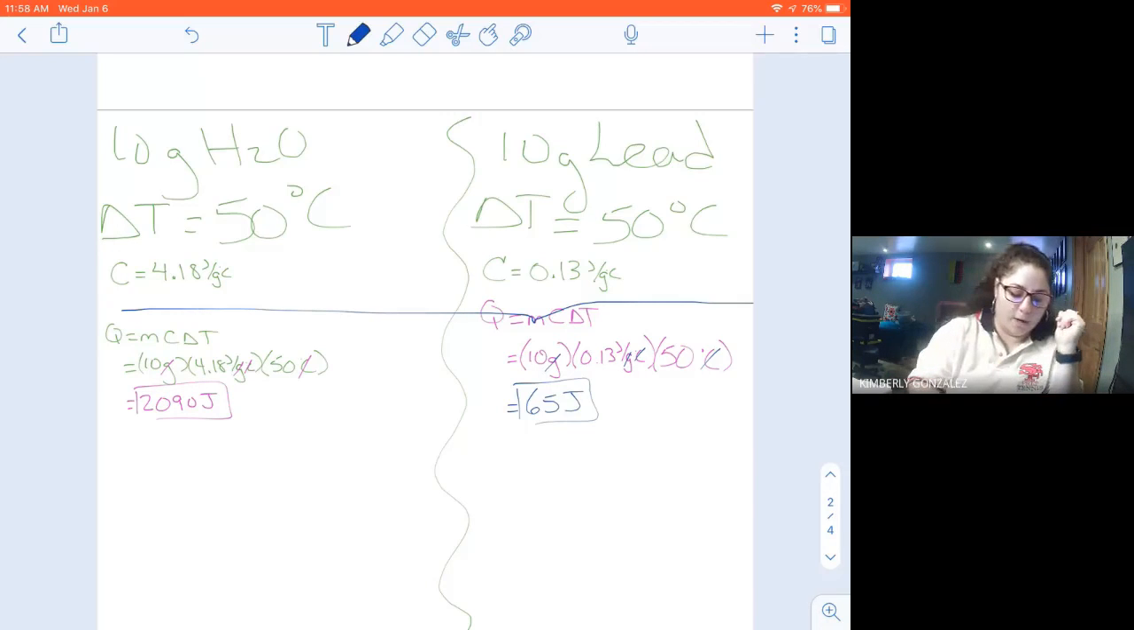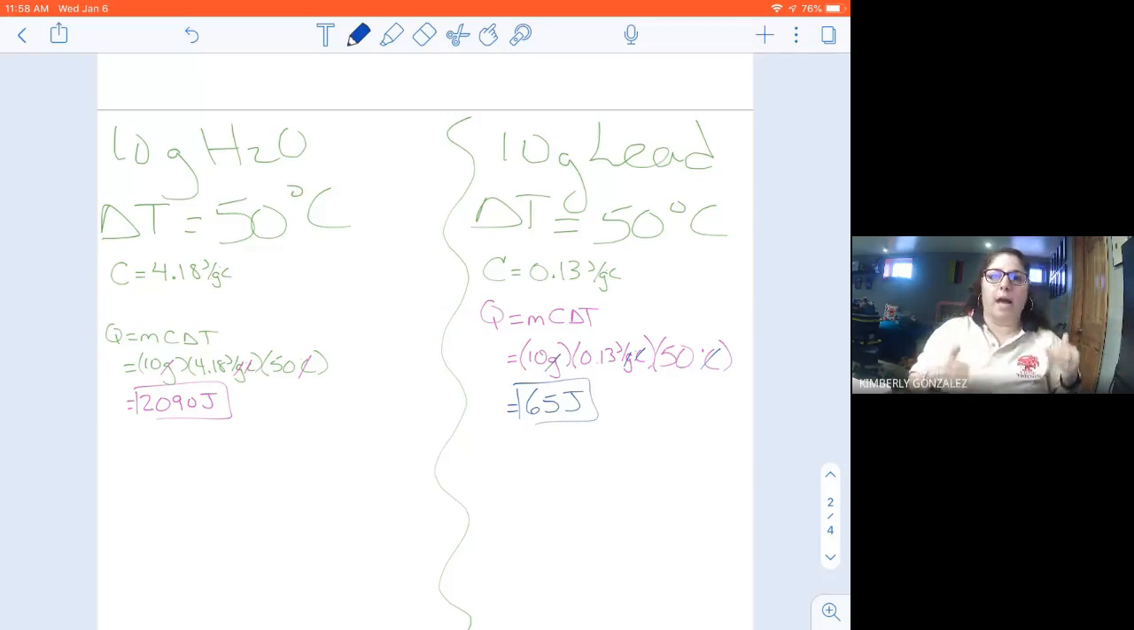Okay. What I did was I used the formula to determine how much heat would be necessary to increase both of them by 50 degrees. To increase water by 50 degrees, you need 2,090 joules of heat energy.